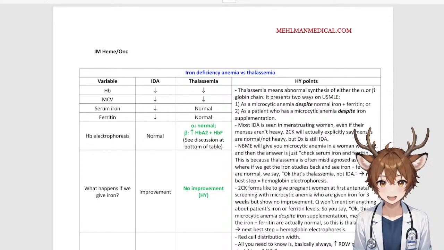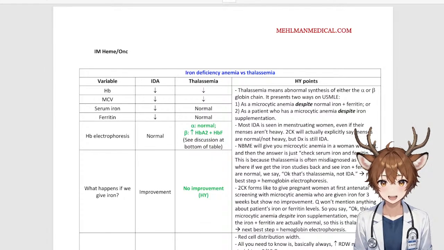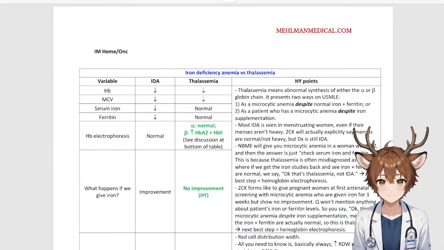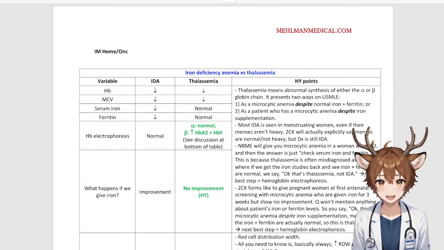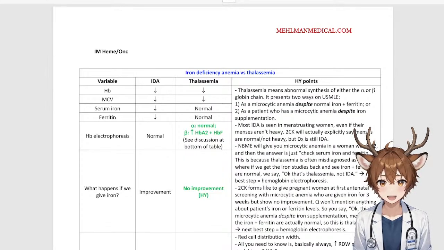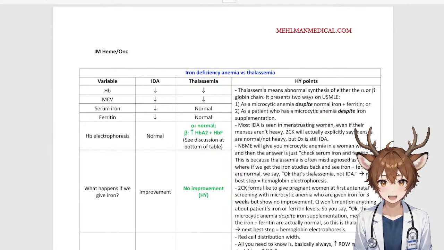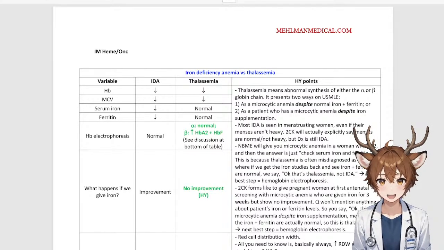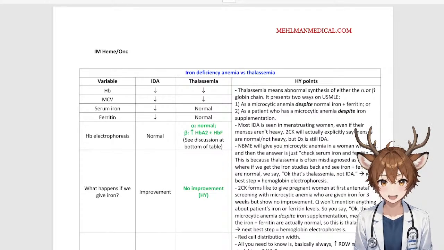It presents 2 ways on USMLE. 1, as a microcytic anemia despite normal iron plus ferritin, or 2, as a patient who has a microcytic anemia despite iron supplementation. Most iron deficiency anemia is seen in menstruating women, even if their menses are not heavy. 2CK will actually explicitly say menses are normal or not heavy, but the diagnosis is still iron deficiency anemia. They kind of throw you off with that comment, you know.